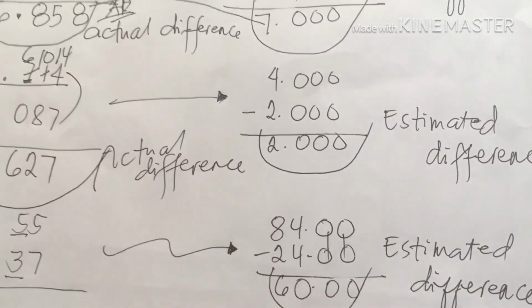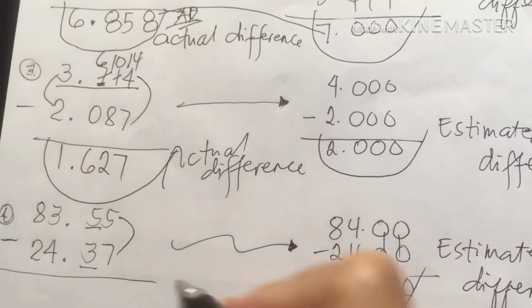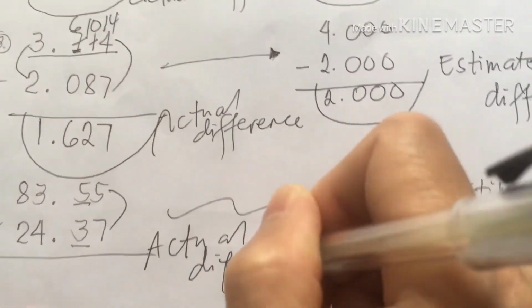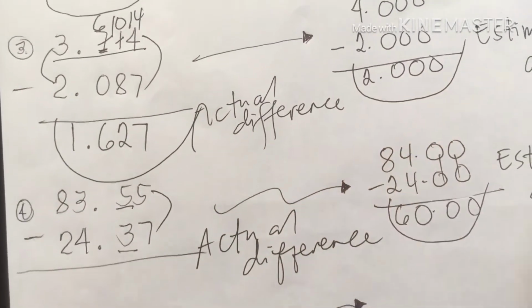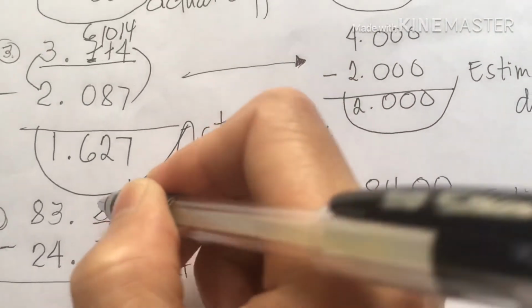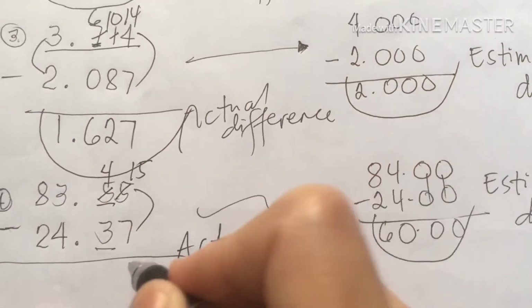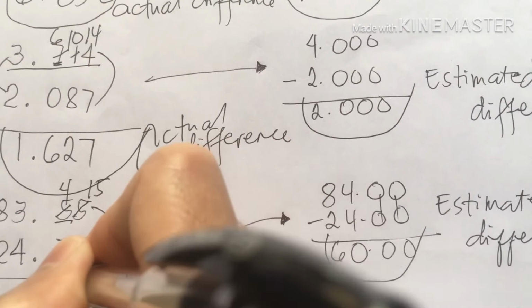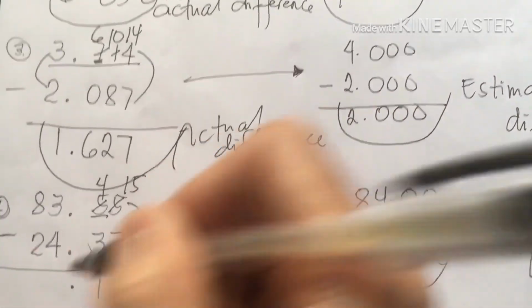This is how you are going to answer, class. Next, we're going to find the actual difference. 5 minus 7 cannot be, so 5 becomes 15, 5 becomes 4. 15 minus 7, so we have first here 8. 4 minus 3 can be, that's 1. Don't forget the decimal point.